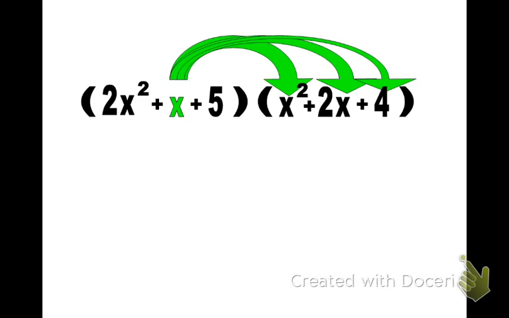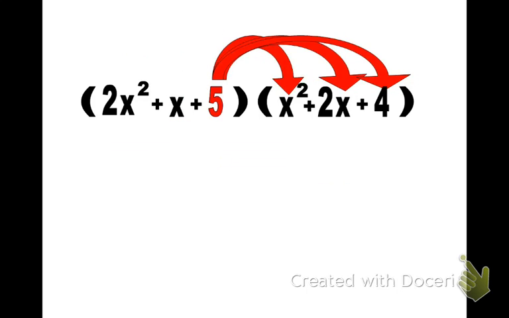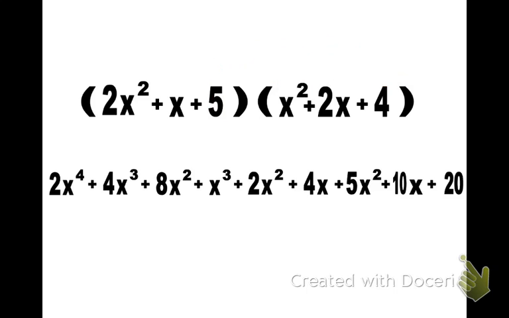Then we're going to distribute the x through to each term in the second trinomial, just as we did the 2x squared. And lastly, you should distribute the 5 through to each term in the second trinomial. When you do that, you should have a very, very long string of terms like I do here. 2x to the 4th plus 4x cubed plus 8x squared plus x cubed plus 2x squared plus 4x plus 5x squared plus 10x plus 20.